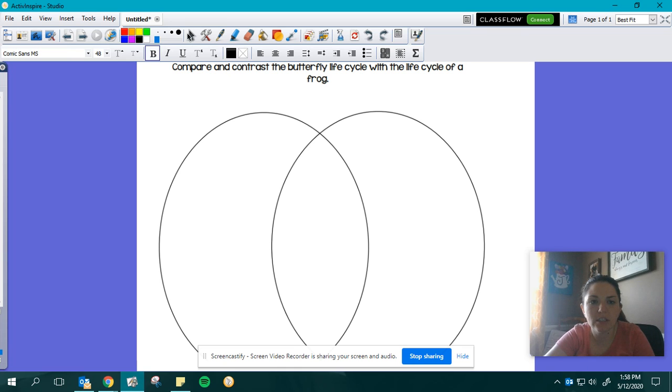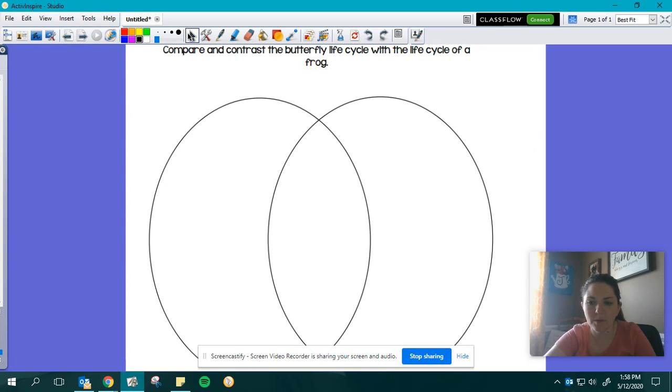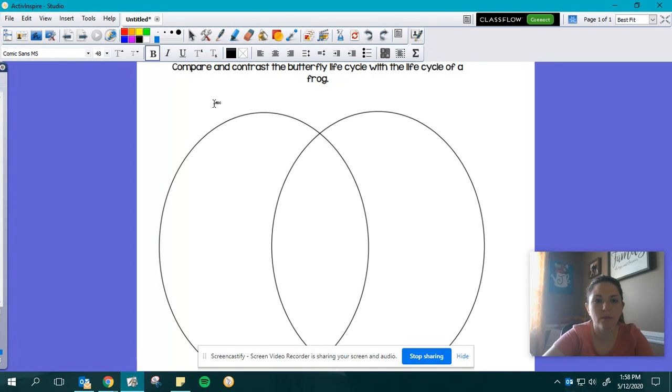Hey guys, just here really quick to show you about how you would use a Venn diagram to compare two different life cycles. So I'm going to compare the life cycle of a butterfly and the life cycle of a frog. I'm going to label one side as the butterfly, and then I'm going to label one side as the frog.